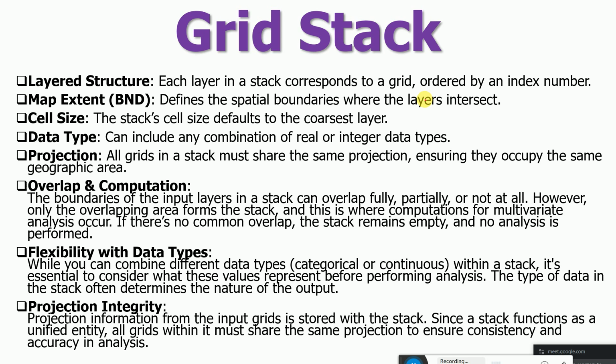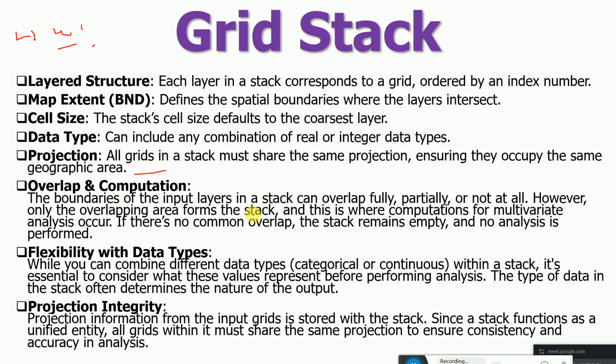Map extent: I have defined spatial boundaries where the layers intersect. Cell size: the stack cell size defaults to the coarsest layer. It can include a combination of real and integer data types. The next thing is the projection. Suppose one layer has the projection WGS84, then layer 2 must also be WGS84, and layer 3 must be the same. Suppose one layer has UTM projection and another has WGS84, then stacking cannot be done. An error will come.